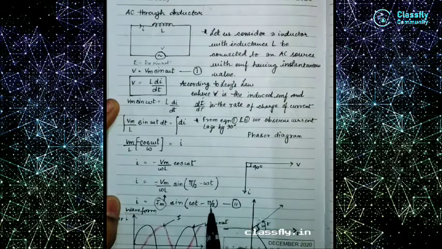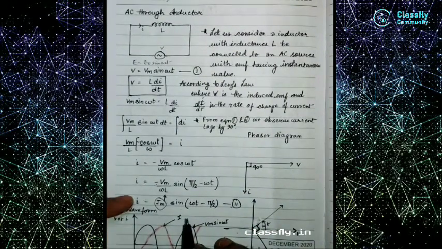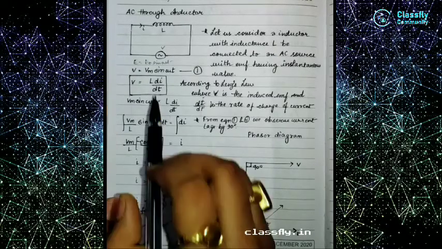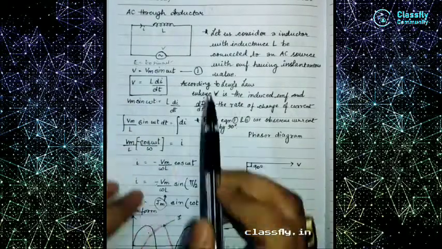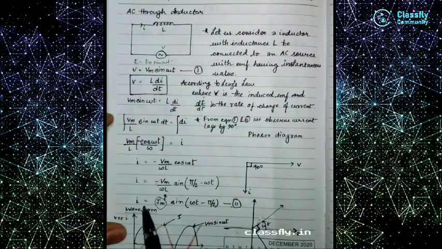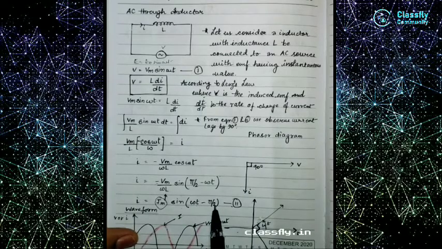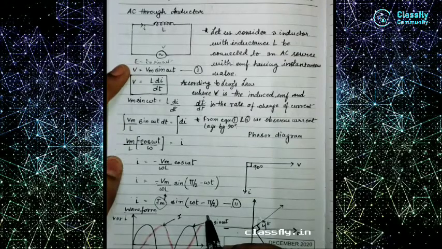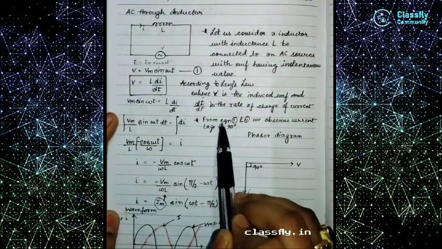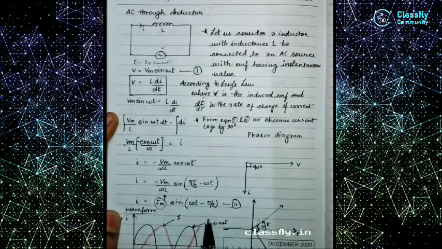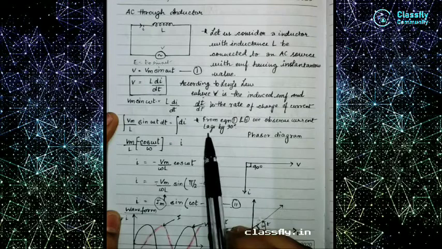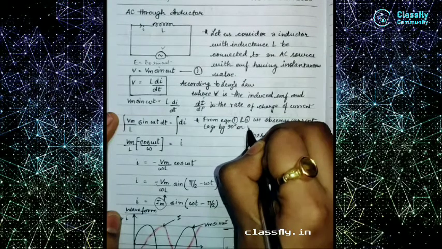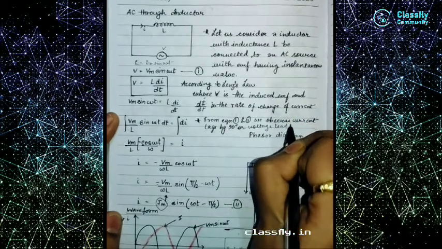From the first equation and the second equation, we can clearly see that the current will lag by 90 degrees from the voltage, because here it is the same, Vm sin omega t and Im sin omega t, but it is saying minus pi by 2. That means our current will start lagging by 90 degrees from the voltage. So we can say in simple language that from equation 1 and equation 2 we observe that current lags by 90 degrees, or you can say that the voltage leads by 90 degrees.